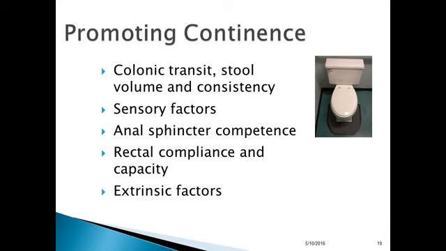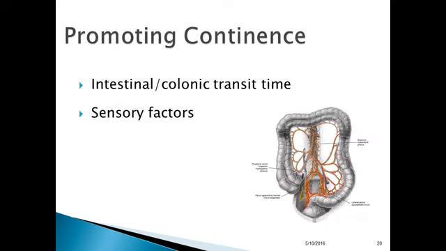Fecal continence is multifactorial, and all of the factors noted here on the slide play an important role. We have already discussed the anal sphincter mechanisms, so now let's discuss some of the other factors. Intestinal transit time refers to the time it takes food to travel from the mouth to the anus. The upper limit for average transit time is about 72 hours, with children being a bit faster at 57 hours.